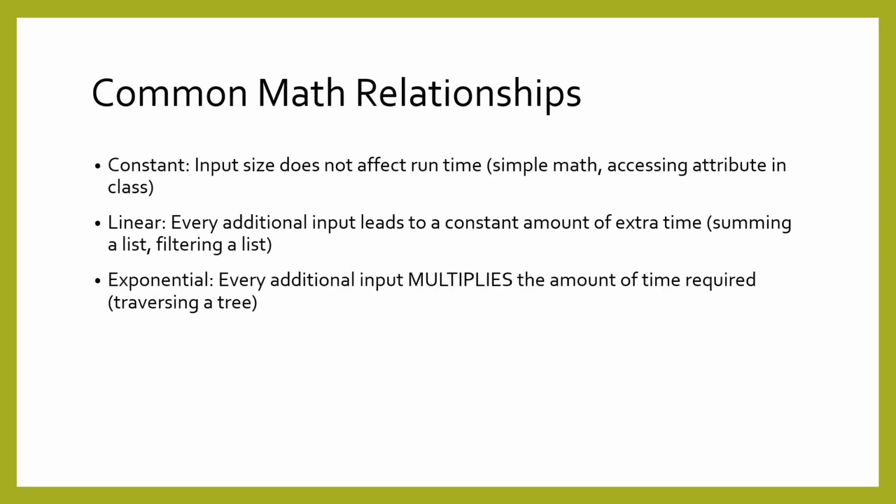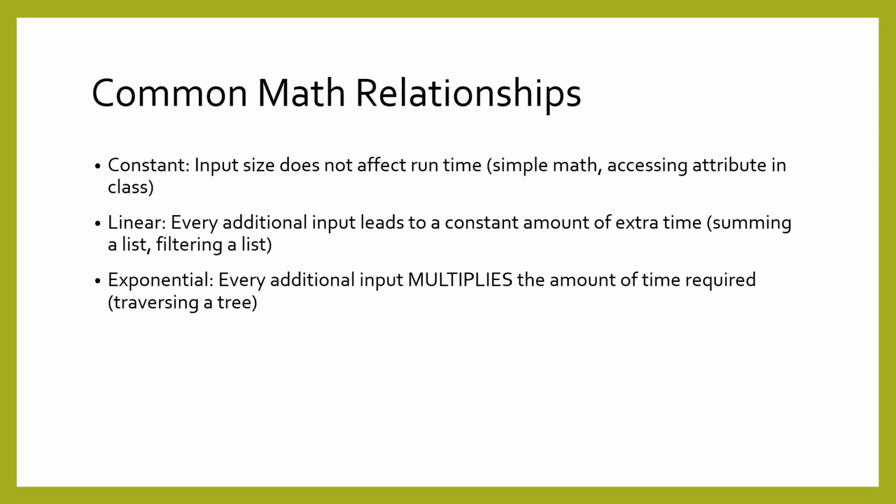In general, we will start off with 3 basic relationships. There are many other kinds of relationships, one for each possible line you could see on a graph. But for now, we want you to master these 3. The first is a constant relationship, which is when there is no relationship at all between the size of the input and how long the program takes to run. This is common for simple mathematics, accessing attributes in classes, and the actual step of starting a function call.